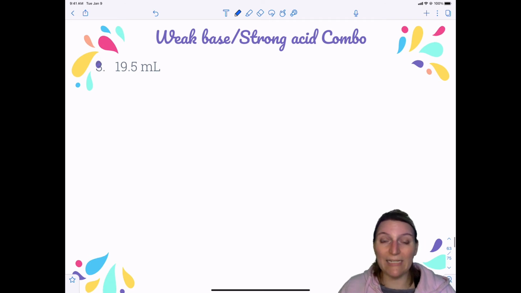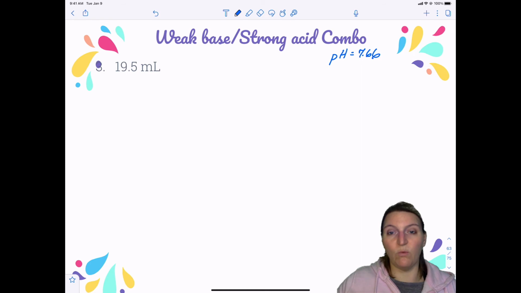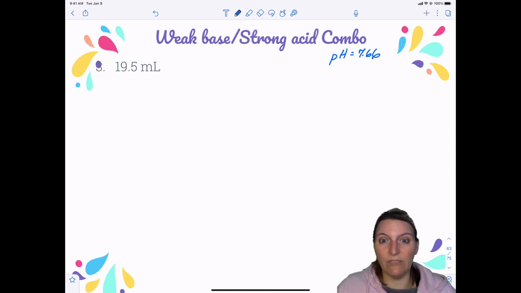Our equivalence point is at 20 milliliters. So this is the same type of calculation, but this time we're still before the equivalence point. And this is the same calculation that we just did. So if you want to pause and see if you get the right answer, the pH here is going to be 7.66. So pause, do this one out, and then restart the video, see if you get a pH of 7.66. So let's do this one out.